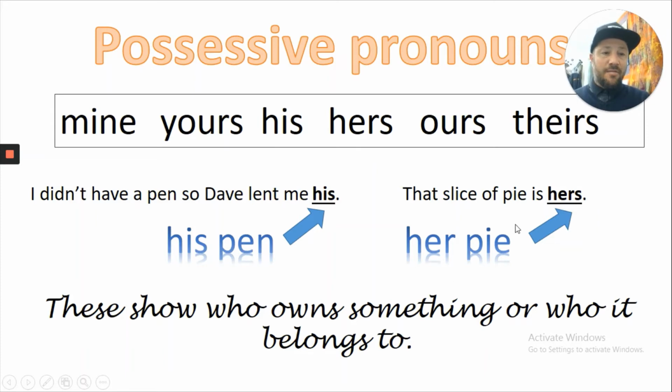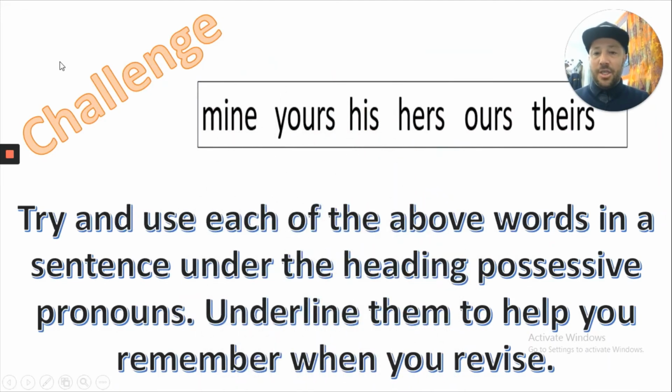Or that slice of pie is her slice of pie. No, that slice of pie is hers. So a possessive pronoun is that as well. So having a look at mine, yours, his, hers, ours, and theirs, and knowing that it belongs to somebody, your first challenge is to use those.